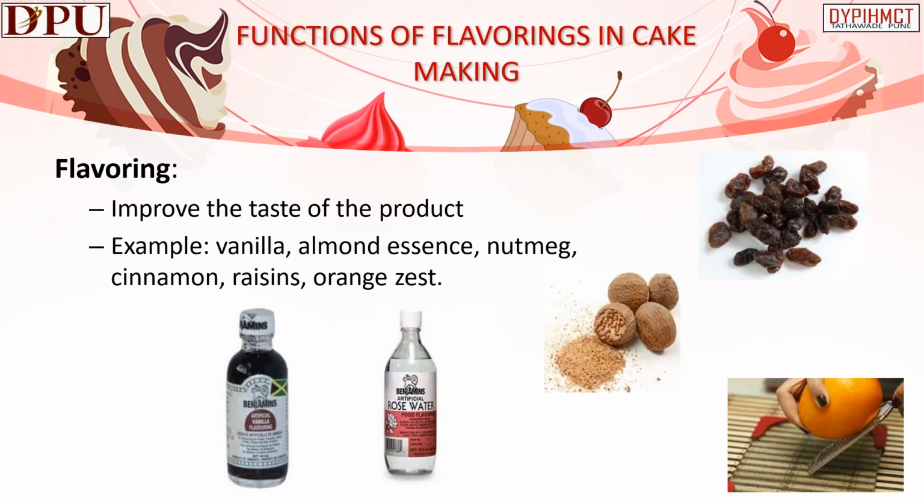Functions of flavorings in cake making. Various flavorings are used in cake making. Those are vanilla, almond essence, nutmeg, cinnamon, raisins, and orange zest, etc. Main function of flavoring agents is to improve the taste and flavor of the product. Vanilla flavor is also useful to suppress the flavor of eggs in cakes.